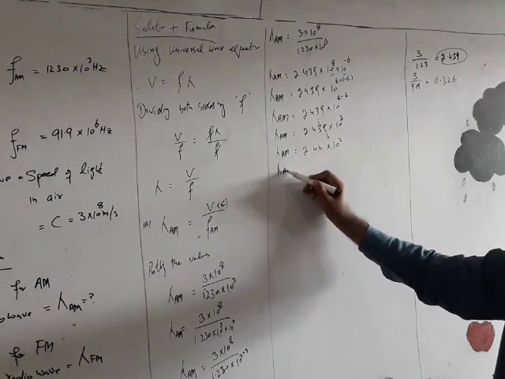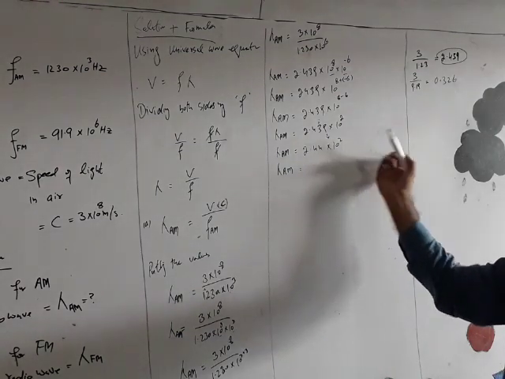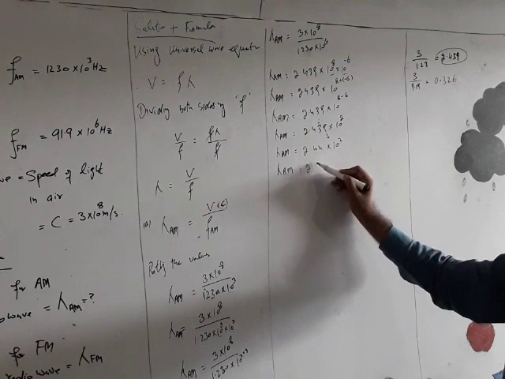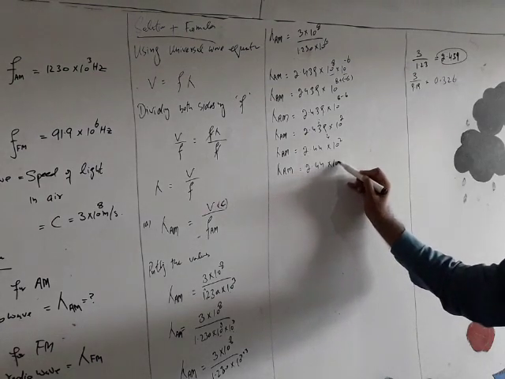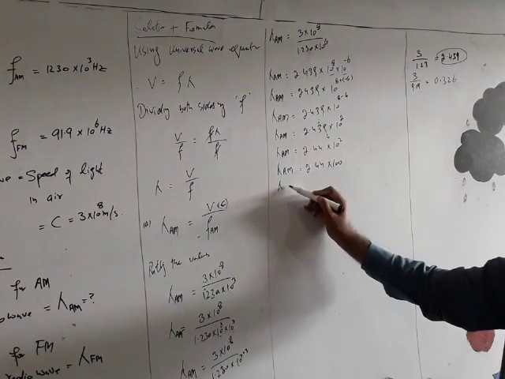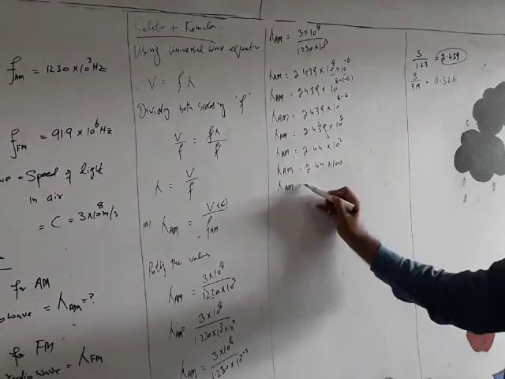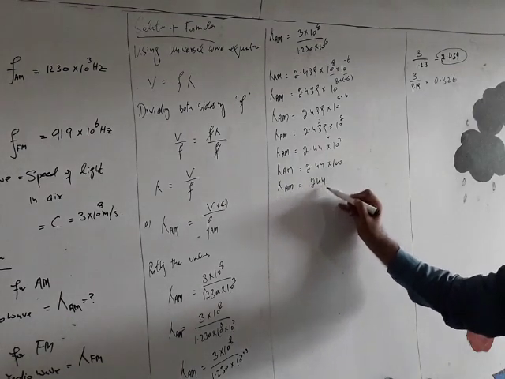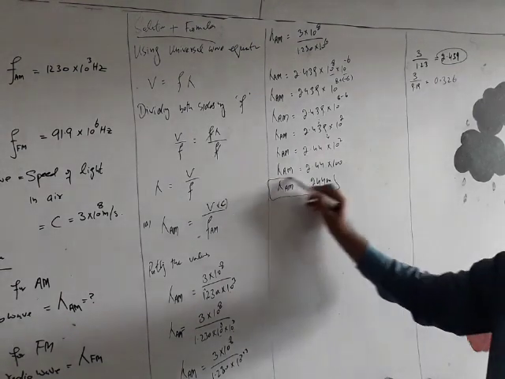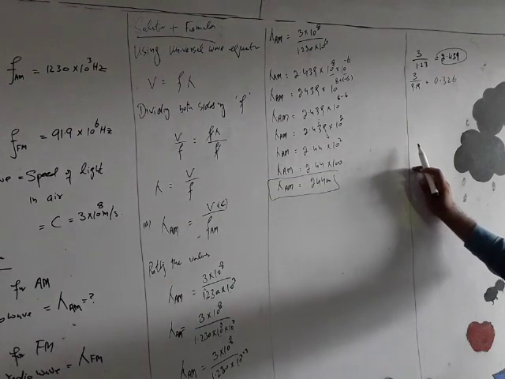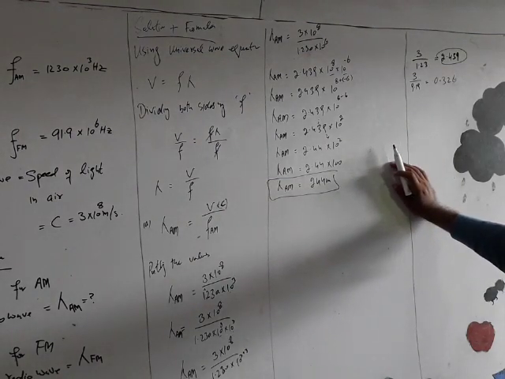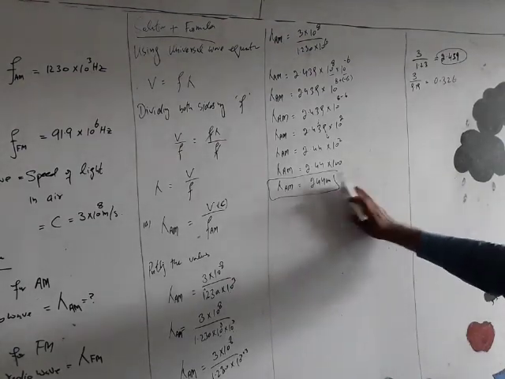But 10 power 2 is equal to 100, it means that 10 multiply 10 equals 100. So 2.44 multiply 100, multiplying these values, the answer will be 244 meter. So this is the wavelength for the amplitude modulated radio wave, which is 244 meter.